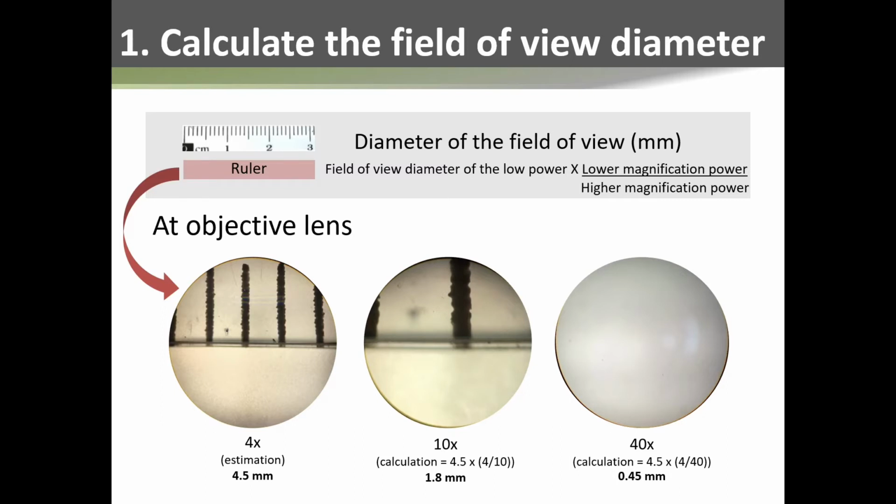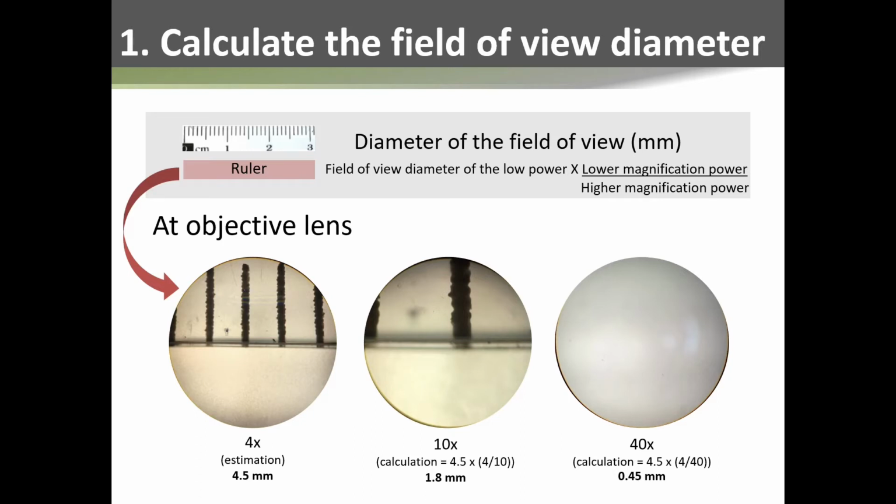Determine the value with your eyes, for example, 3.5, 4, or 4.5 millimeters. Remember, this is only an estimation, not an exact value. This value can be used to calculate the field of view diameter at 10x and 40x objective lenses.